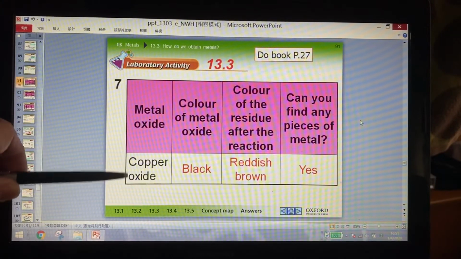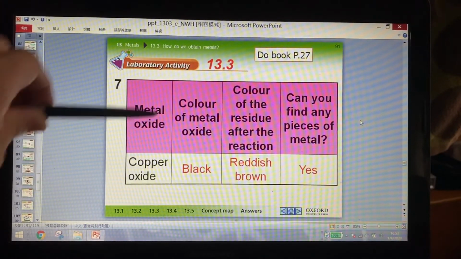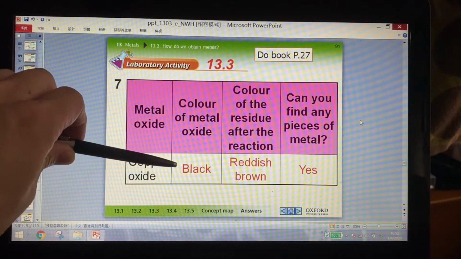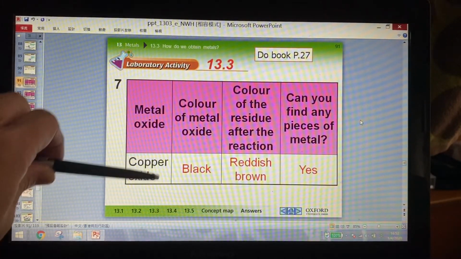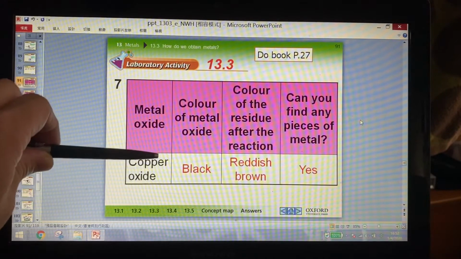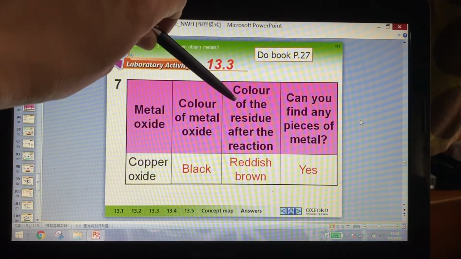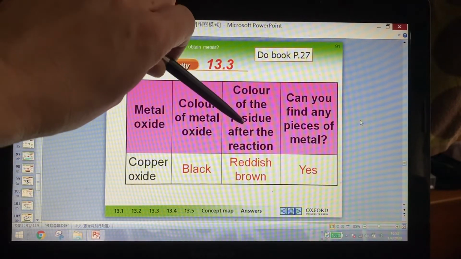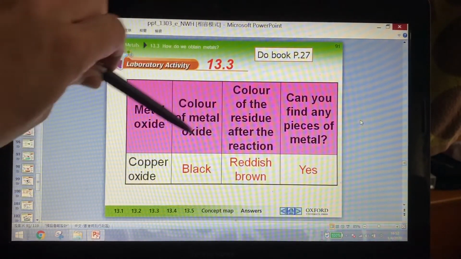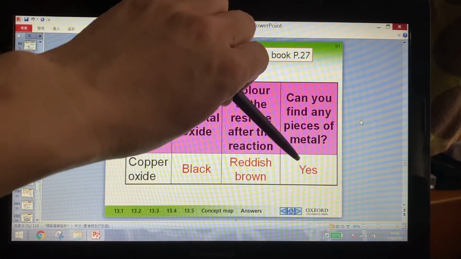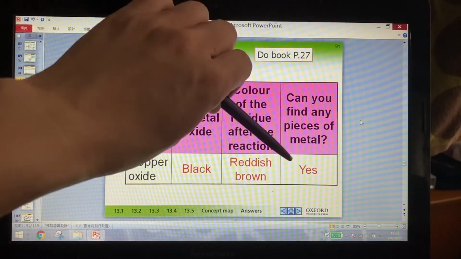If we use copper oxide, the copper oxide is black in color. After we mix the copper oxide with carbon powder and heat, what is the color of the residue after the reaction? We find a reddish brown material left. And what is that? That is metal. Actually, it is copper.